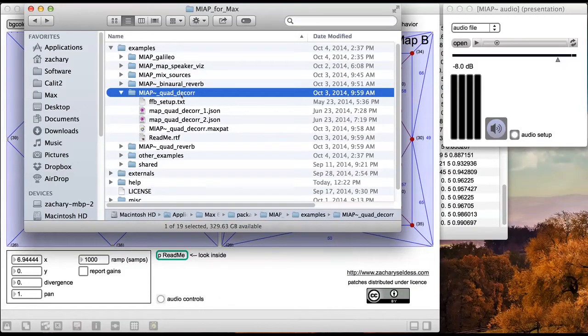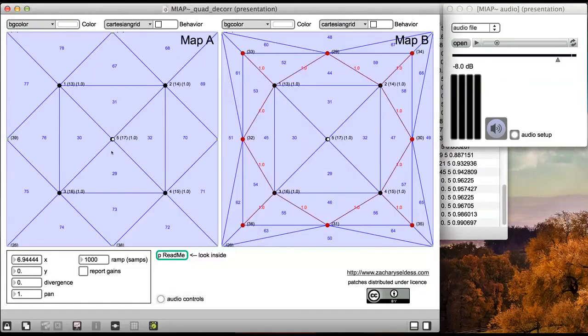The MIAP tilde quad decor example patch is an example of a panner application with some extended functionality, audio decorrelation. So I've got two maps here that are doing basically the same thing. We've got four outer speaker nodes. The only difference is that these are silent nodes. These silent nodes have virtual speakers in the middle to provide a slightly smoother fading space, interpolation space between the speaker nodes and the silent nodes. But other than that, they're both quad panners with a center node that is a fifth speaker node.